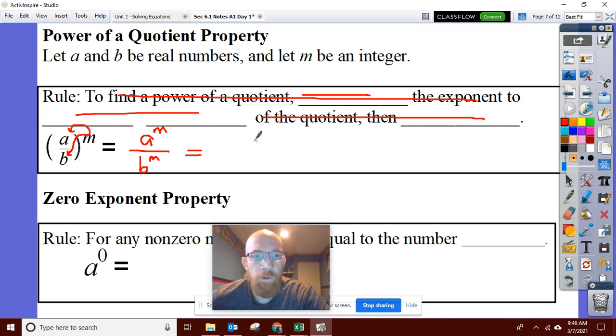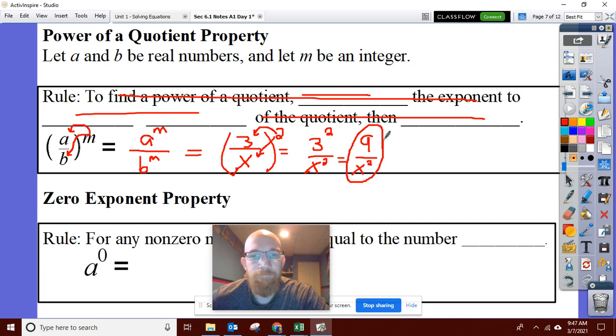Let's give you one more. Let's do it with, if I have 3 over x, and I have parentheses, and I have, I don't know, maybe just a 2 on the outside as the exponent. Again, we would just distribute the 2 to each of these, and so we would have 3 squared over x squared. And again, you can do the math of 3 squared by taking 3 times 3, right? And we get 9 over x squared, if we wanted to totally simplify that.